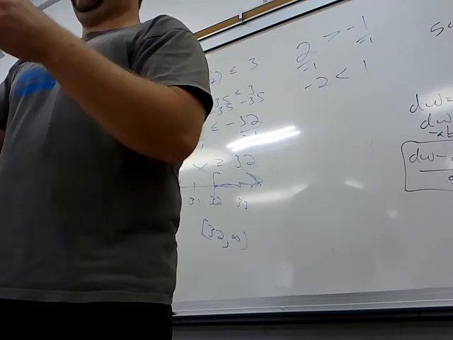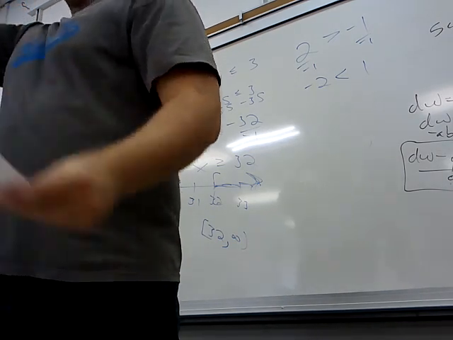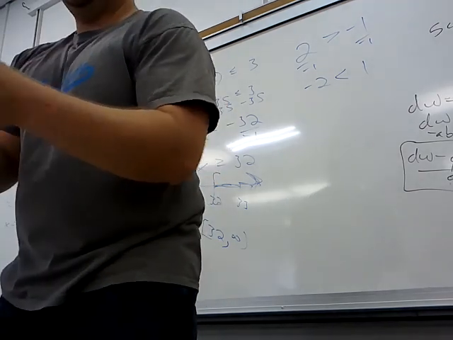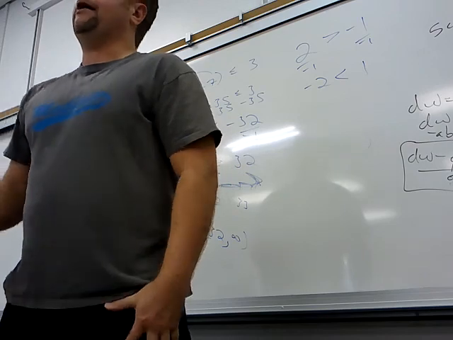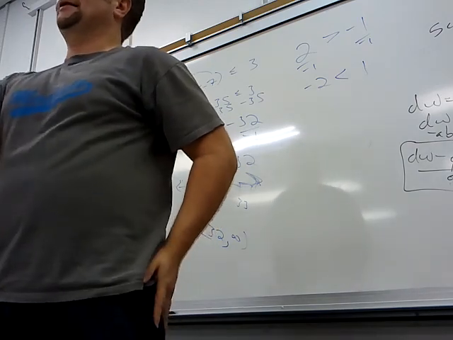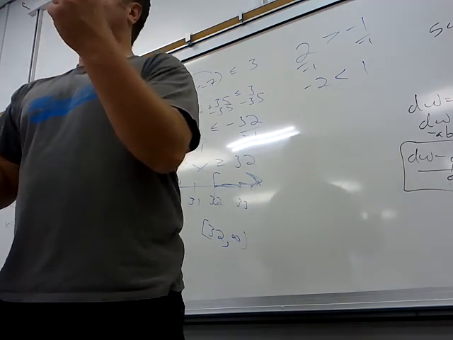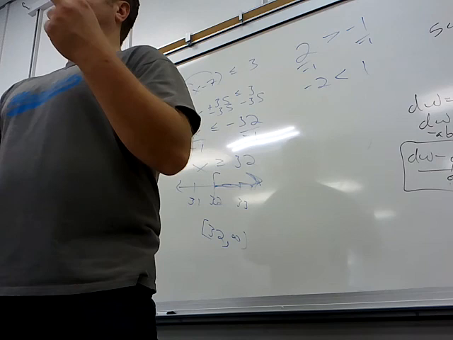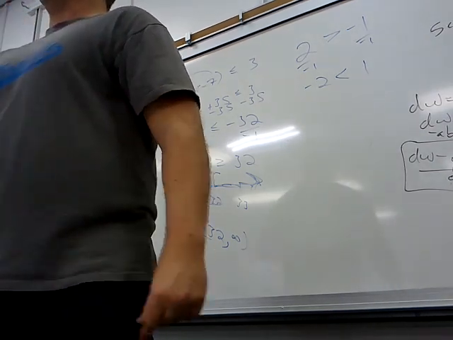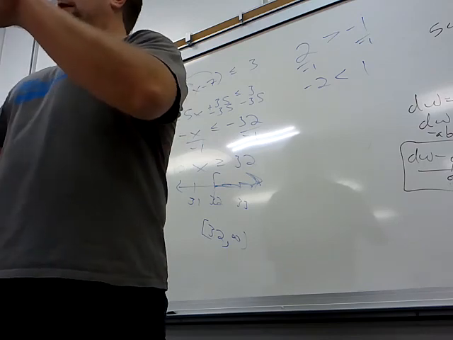7A. Let me just say this. If I said, for every quarter in my pocket, I've got 3 dimes. So if I had 1 quarter, how many dimes do I have? 3. If I had 2 quarters, how many dimes do I have? 6. What do you keep doing? Multiplying, right? So I saw way too many x plus 3.